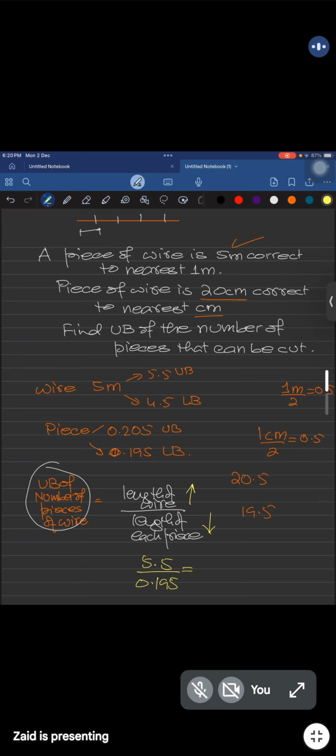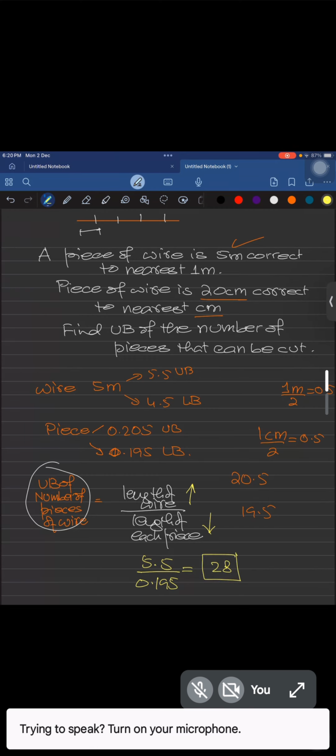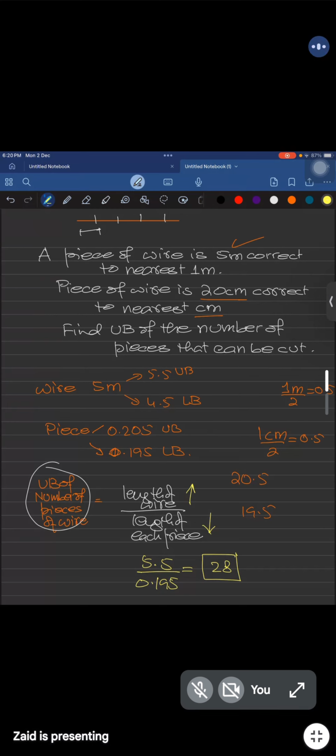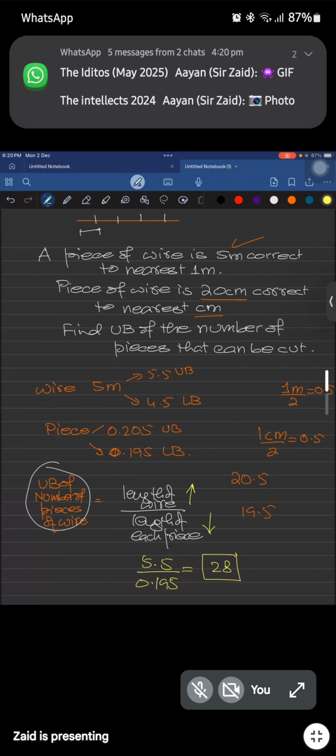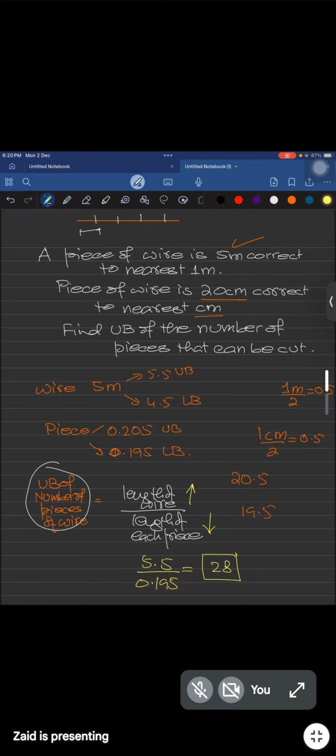Sir, 28 point... 2.564. So the pieces of wire will be 28. Okay, so 28 pieces of wire cut. Sir, I divided, but I got a different answer. So 5.5 divided by 0.195. You do it again. Sorry, sir, I wrote 0.5. Ah, okay. Yes, sir, 28. Is this question clear to all of you? Yes, sir.